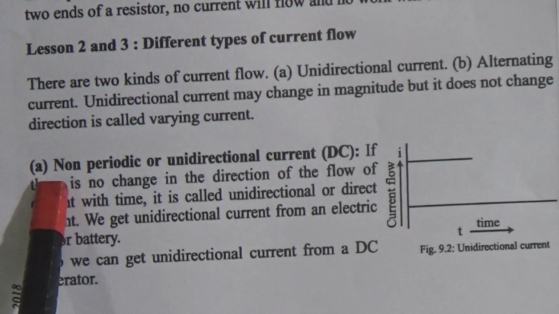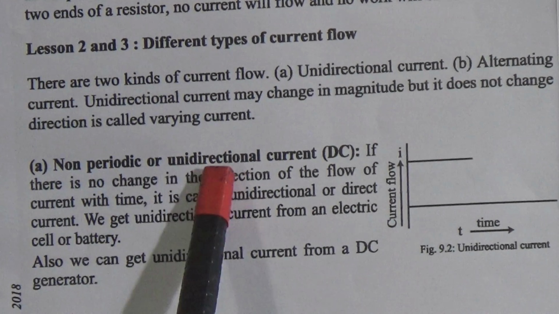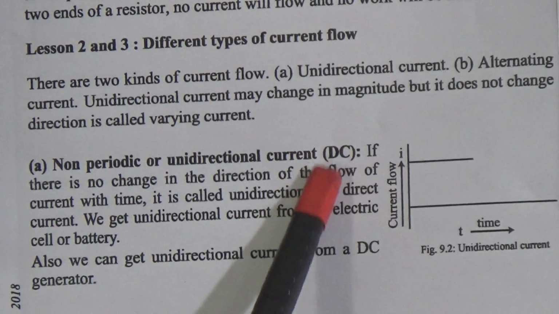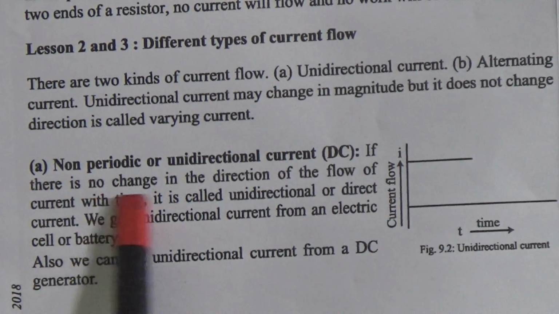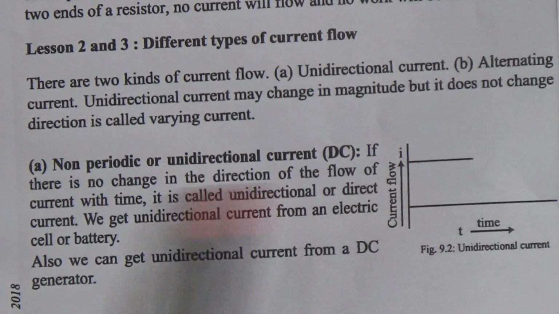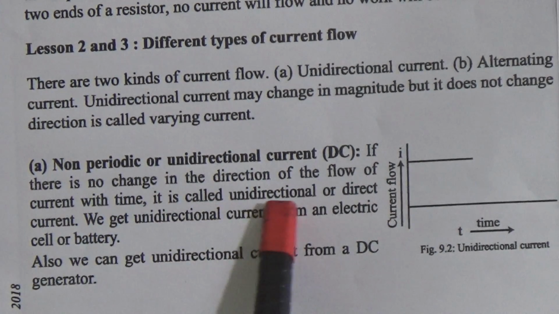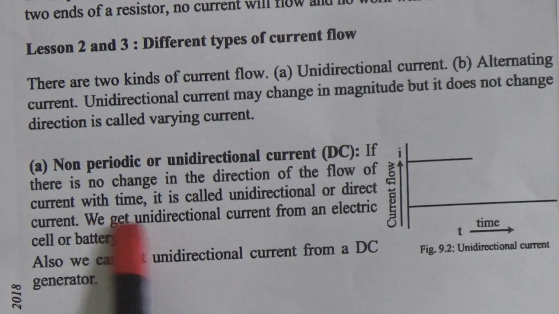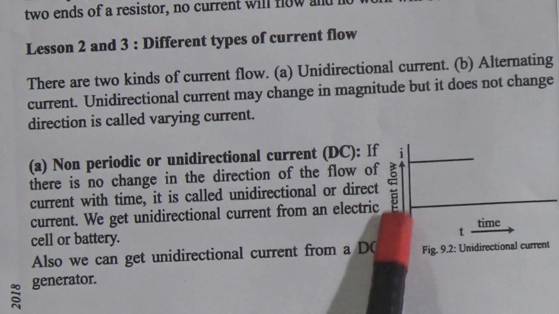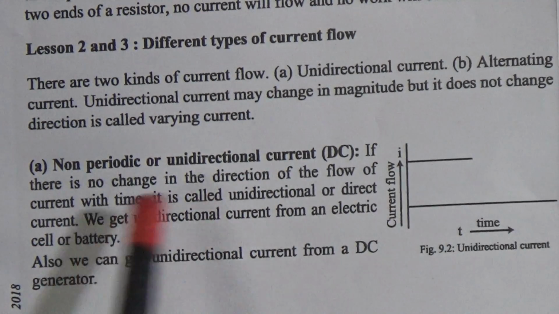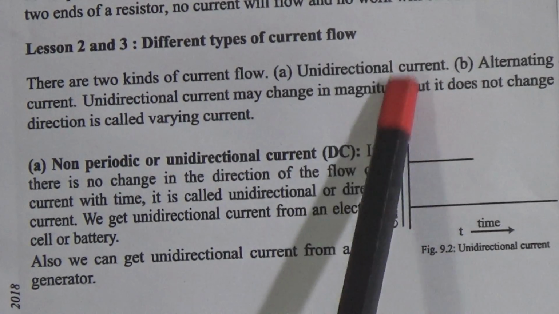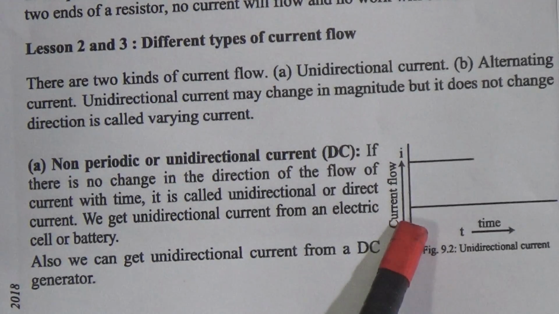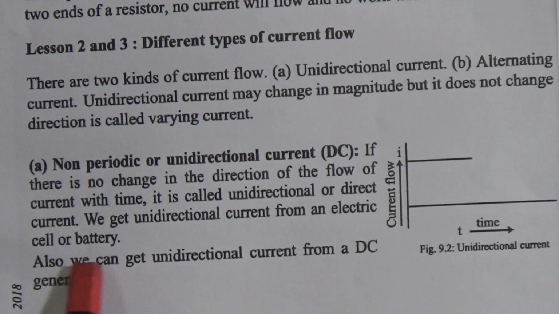Now come to the first one, non-periodic or unidirectional current. It is also known as direct current, that's why we say DC. If there is no change in the direction of the flow of current with time, it is called unidirectional or direct current. We get unidirectional current from an electric cell or battery, and look, this is the picture of unidirectional current flow. It is a straight line, with no change in direction. We can also get unidirectional current from a DC generator.